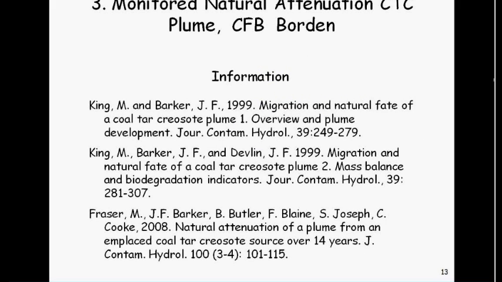Okay, we want to just do a little plume as well. This is a coal tar creosote plume that was emplaced at Borden, of course, and there are 3 papers that describe parts of it. The first 2 papers by Mark King really describe the bulk of what I'm going to say. Michelle Fraser came along later and resampled the plume now after 14 years. So it's a fairly long monitoring time for a research plume. Normally, research plumes are monitored for 4 years. That's the lifetime of a PhD student. That was Mark King's lifetime.